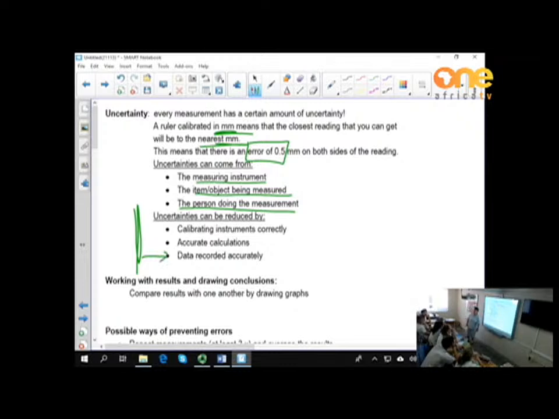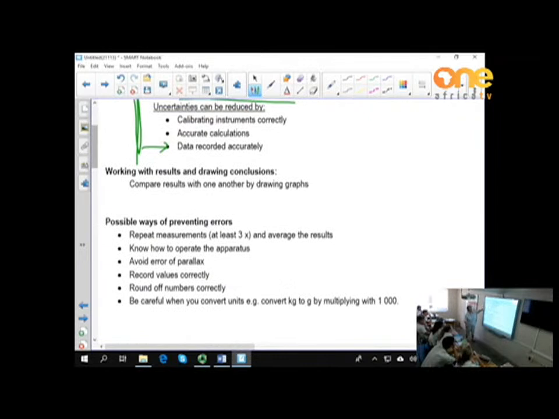Now that one sounds stupid, but when you start getting tired, and your concentration sort of lags, then very often, instead of writing down a reading of 3.25, we go and write down a reading of 5.23. Do you understand? Okay, it's just human error. And it usually happens when you start getting tired or working under pressure, or something is upsetting you and you can't concentrate. Okay, so working with results and drawing conclusions, we can compare results with one another, usually by drawing graphs.